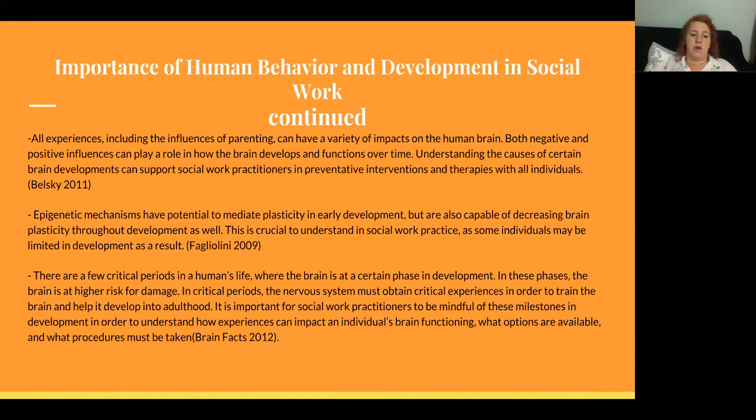There are also a few critical periods in a human's life where the brain is at a certain phase in development. So in these phases, the brain is at higher risk for damage. In critical periods, the nervous system must obtain critical experiences in order to train the brain and help it develop into adulthood, and just progress throughout the lifespan.